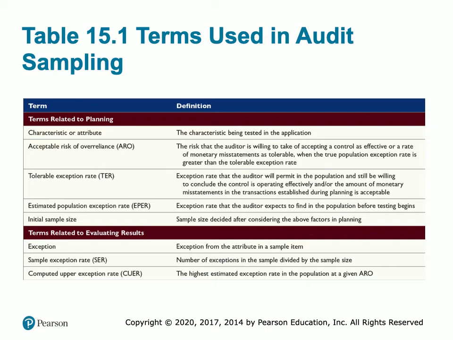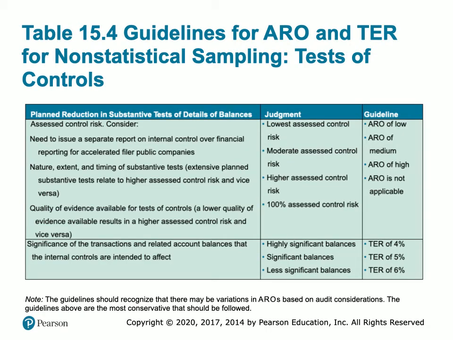So there's a bunch of terms here. I'm not going to go through them all, but you can review them in the textbook. And there are specific guidelines on acceptable risk and the kind of control risk that you're assessing. So when you're looking at the audit risk model, come back to the audit risk model, and you say the lowest assessed control risk, that reduces your substantive procedures, right? Go back to the math.